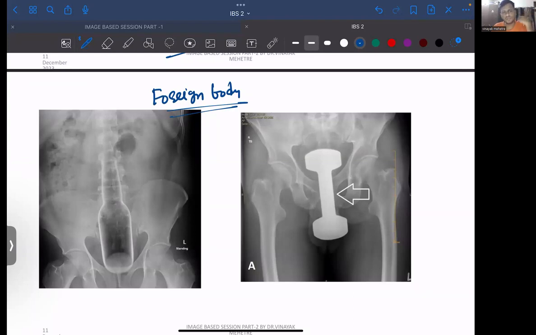What we will do? We have to remove it, right? If it is a thin wire, right? If it is thinner wire, we can remove it. Otherwise, we have to put patient in general anesthesia, and then we have to take this out. Okay.